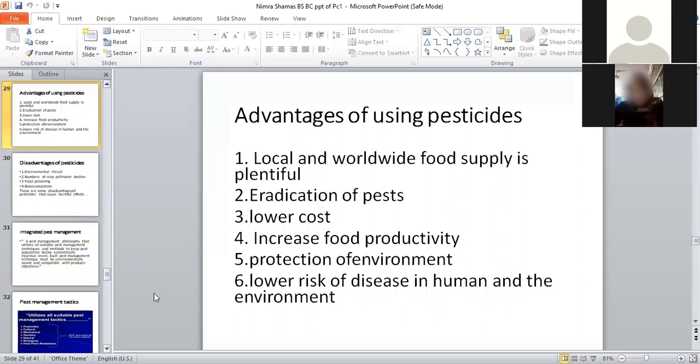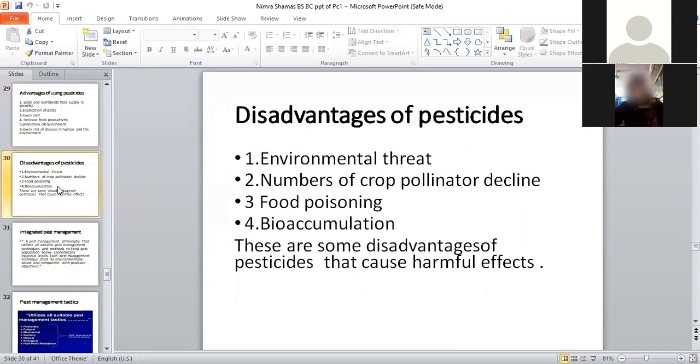Because of using pesticide, cost will be lower, food production increases, and fertility increases, and the protection of environment increases, with low risk of disease. So this causes a low risk of disease in humans by using pesticide to kill pests. Next slide. Disadvantages of pesticide.